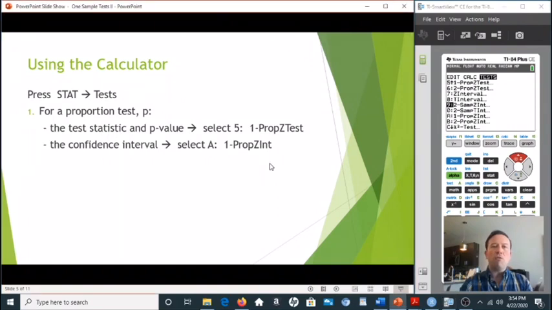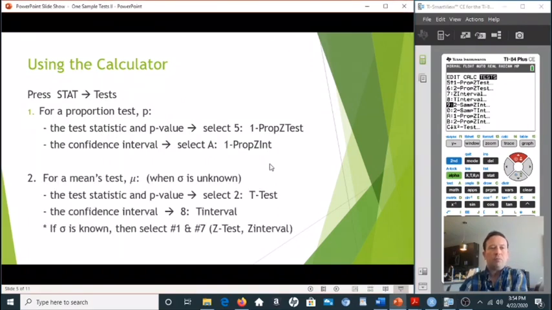All right, now for means. So now remember, when we're testing a mean, either sigma has to be known or it has to be unknown. When it's unknown, we're using t-tests. So if you take a look at number 2 and number 8, number 8 is the t-interval, and number 2 is the t-test. So that's one sample tests when you're using the t-distribution for testing a mean or an average. Okay, so these are the only ones you need to know right now.